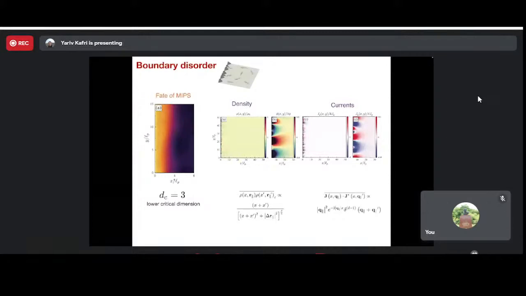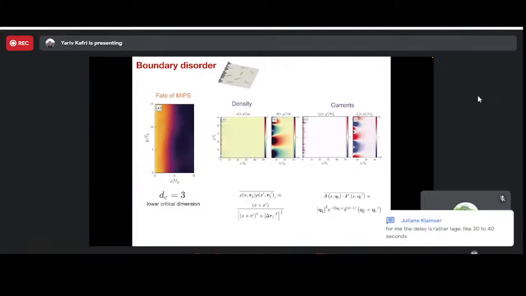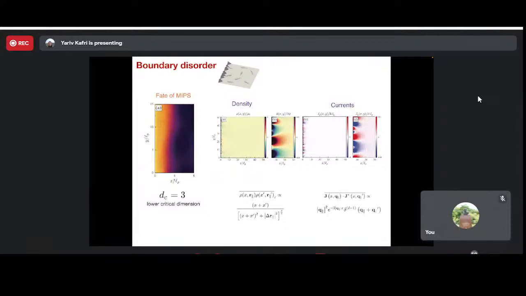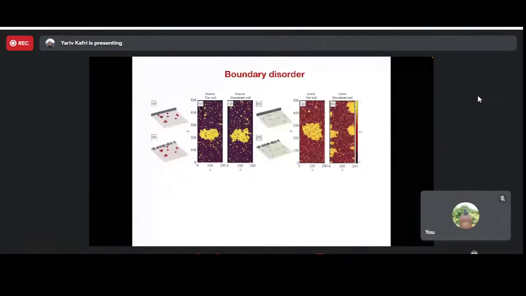And this is just an illustration of what's happening. This is, again, an equilibrium system, which is phase-separated. You add boundary disorder, which is repulsive here, just to make it more dramatic. And if you look carefully, it's a bit depleted next to the boundary, but it's still, as you would expect, phase separated. Boundaries don't affect the system.